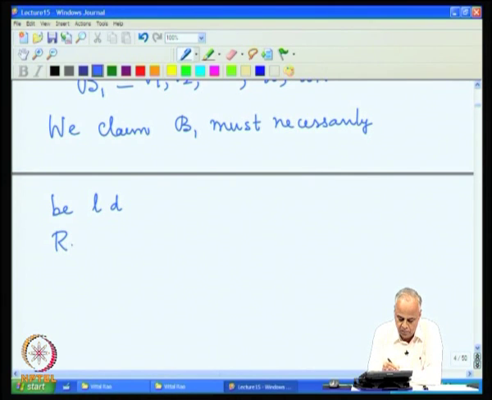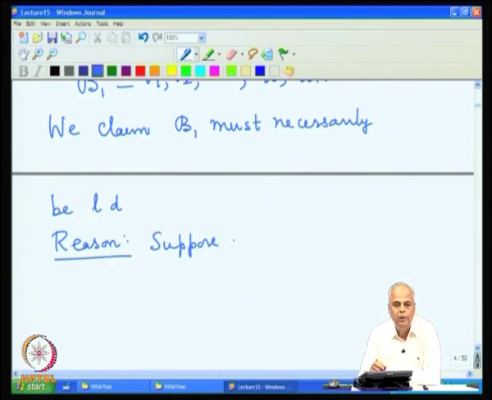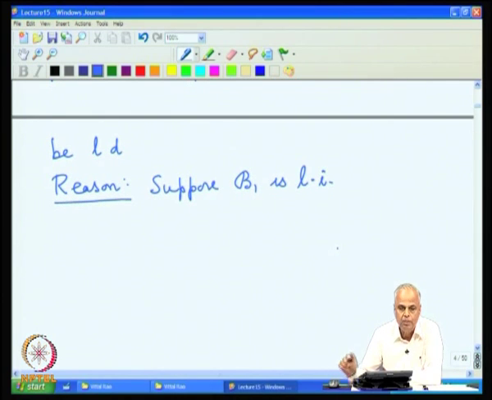What is the reason? Suppose not. Suppose B1 is not linearly dependent. What does that mean? Suppose B1 is linearly independent. We will arrive at a contradiction, thereby showing that B1 must be linearly dependent.